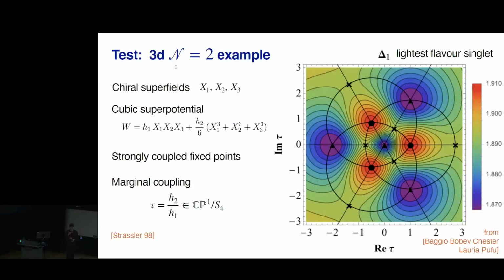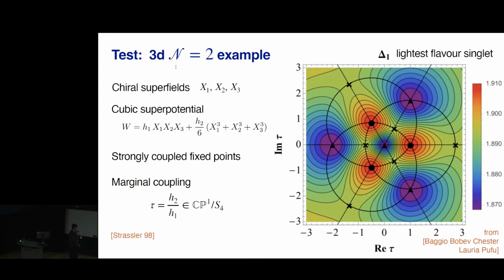The only example I know of in odd dimension where we really have access to unprotected data is this family of 3D N=2 theories with three chiral superfields and a cubic superpotential. It has strongly coupled fixed points, and the marginal coupling tau lives in CP1, modded by the discrete duality group S4. So a fundamental domain is one little triangle here.